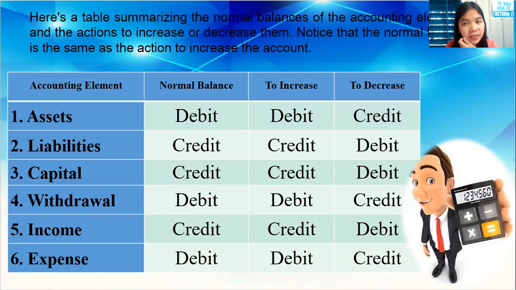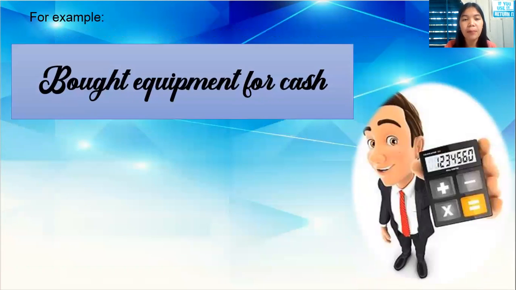To increase is debit. The expense. Expense is debit, right? For example, rent expense, salaries and wages expense, the utilities expense, you're going to debit if you're going to increase that one. While if you are going to decrease that one, you are going to credit this one. This table will help you familiarize the normal balances and how to increase and decrease them.